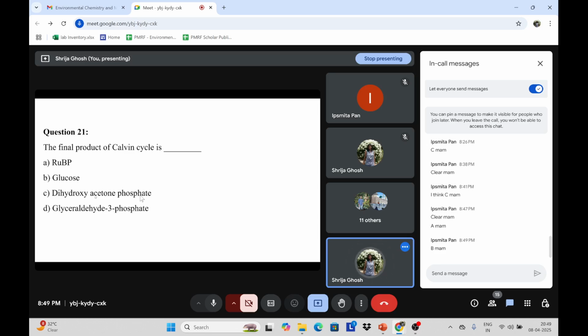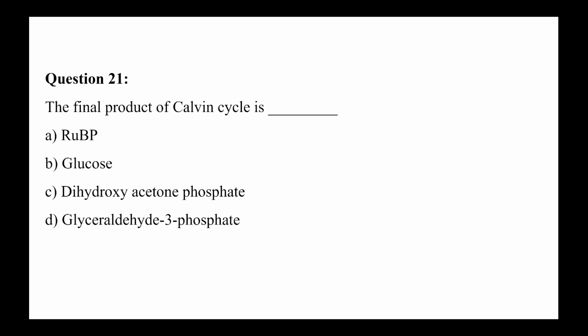Okay, Smita says option B. Anyone else? Anyone else wants to answer? Please write the answer in the chat box. So the correct answer is option D, glyceraldehyde 3-phosphate.